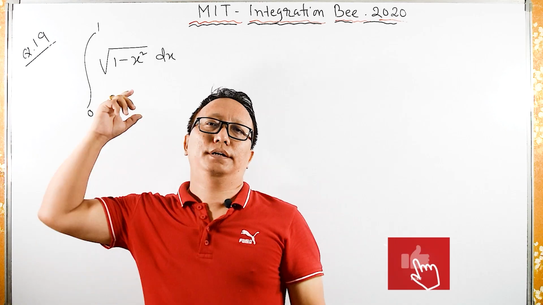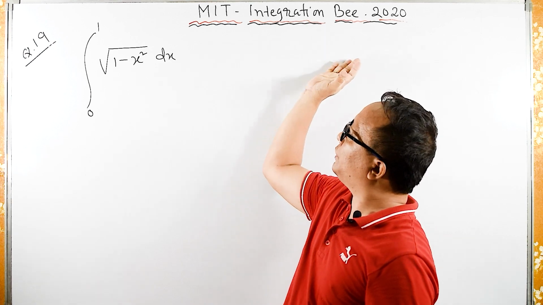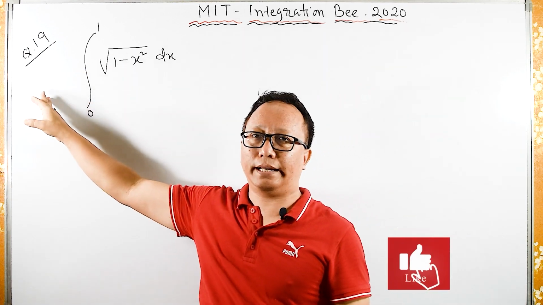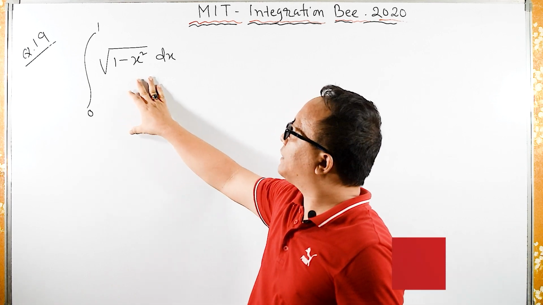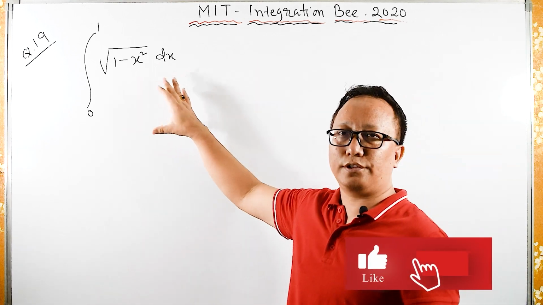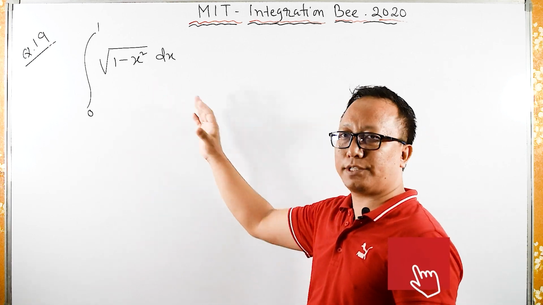Welcome back. This integration was asked in the MIT qualifier exam in the year 2020, and this is question number 19. This integration can be solved in many ways. There are a few minutes to solve. I will solve very quickly with the first method, and the second method I will solve by substitution.